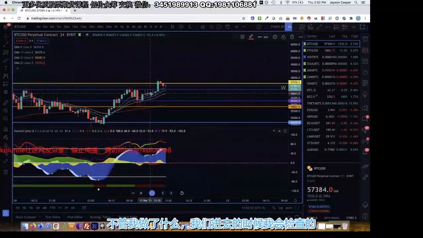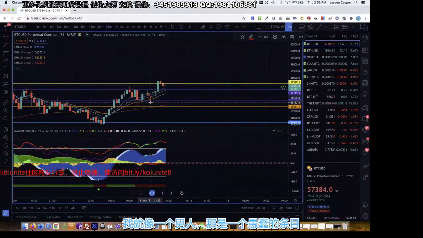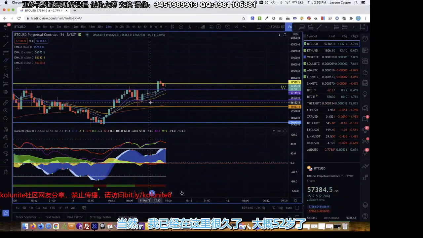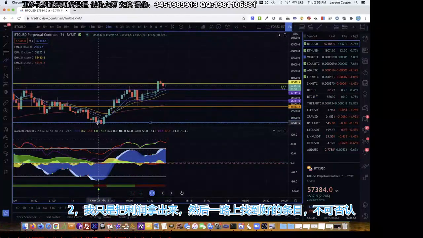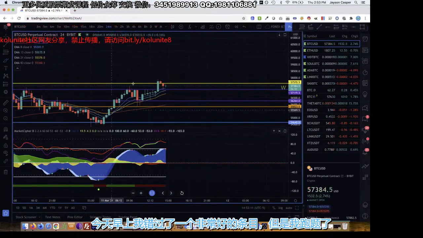I check it when we get into the car. I'm like, man, that was a stupid entry. Of course, I've been in this long since like 52.2, and I've just been taking profits out and then finding good entries along the way. And admittedly, I missed a really nice entry this morning, but I'm getting off topic.